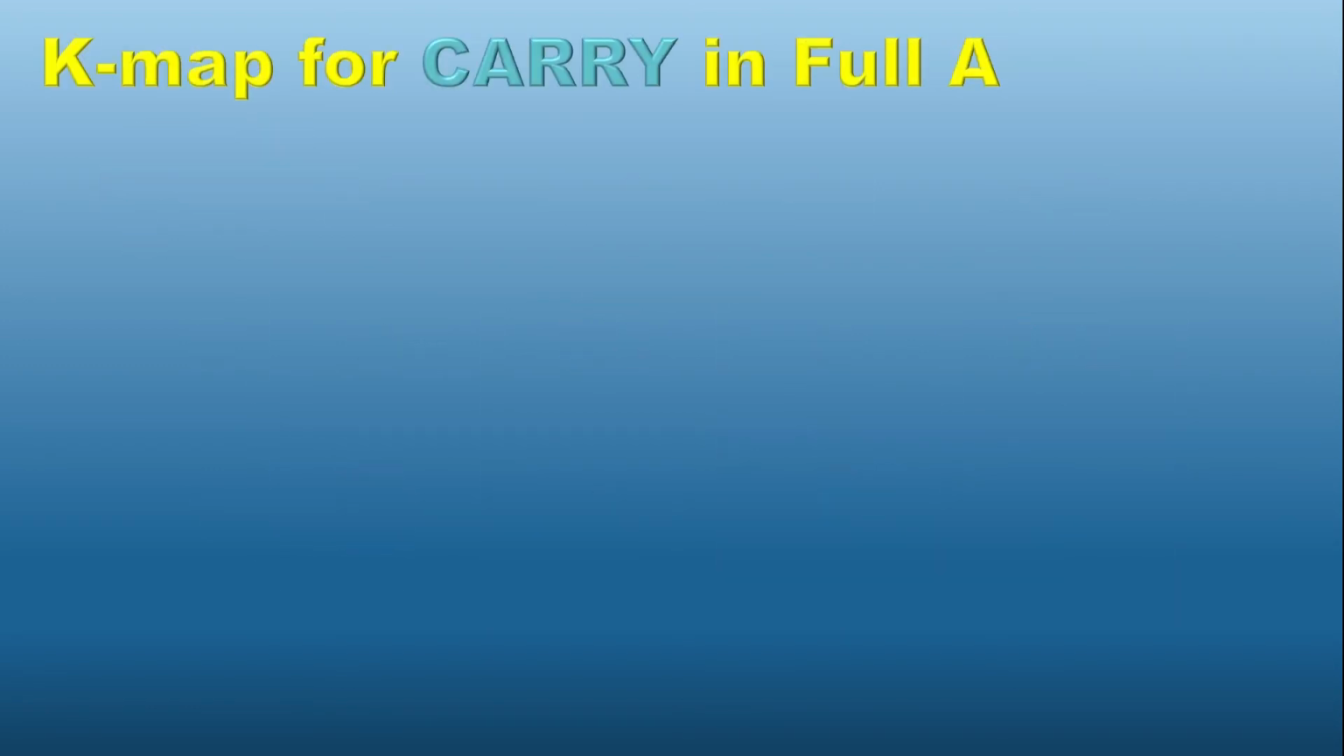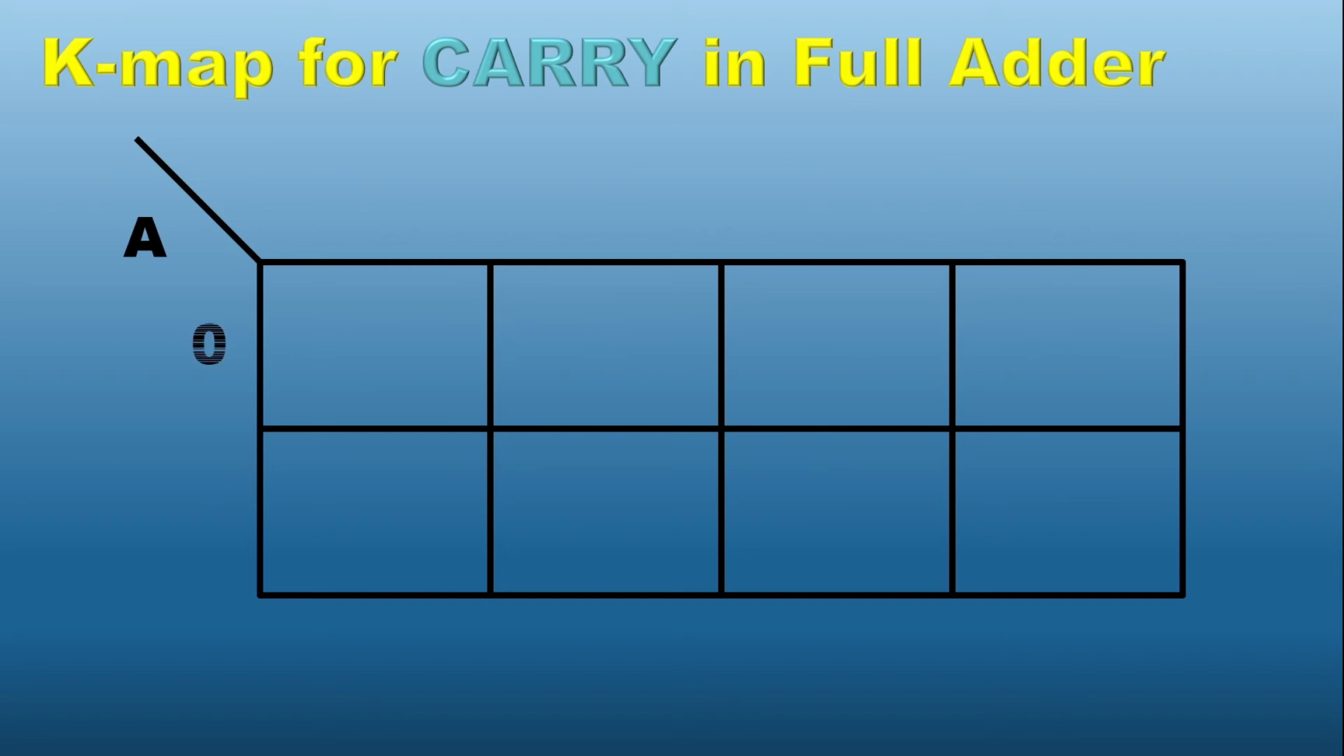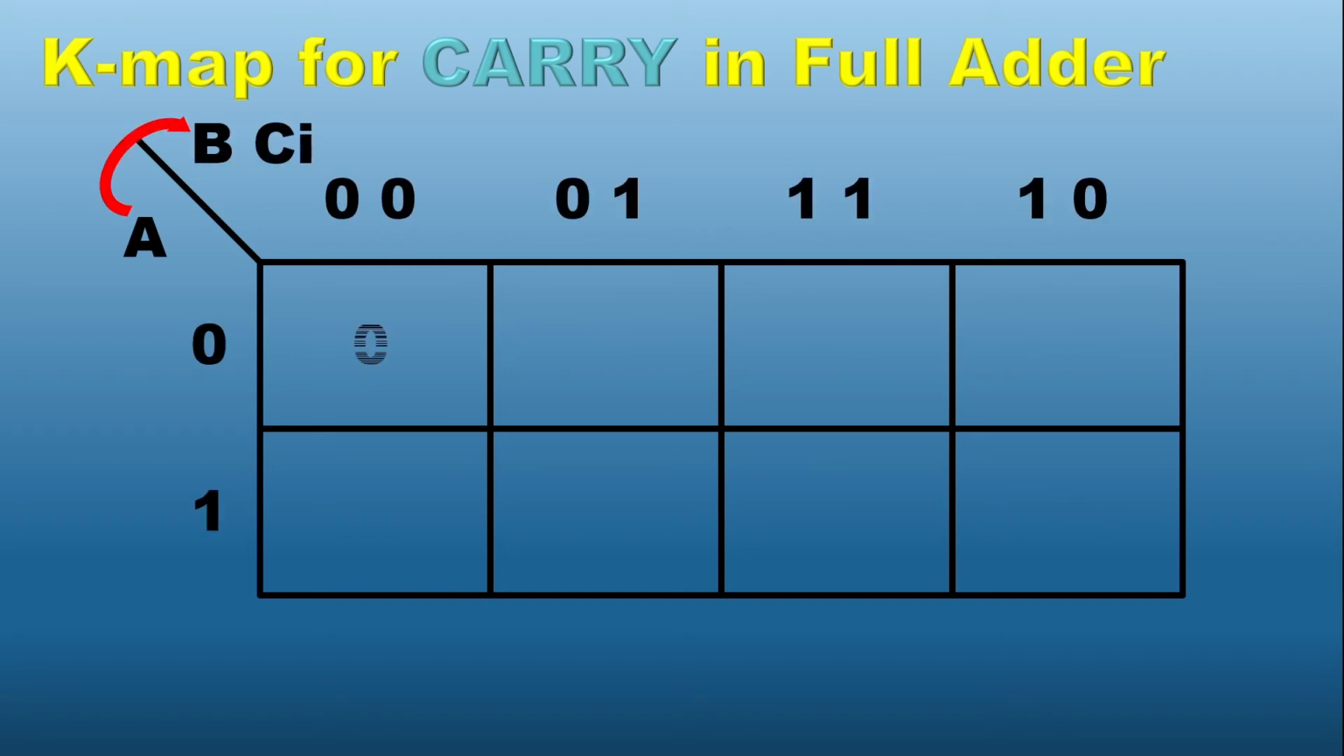Now let's draw the K map for carry. We will follow the same procedure as we did previously. Now place the outputs according to the truth table. Now there is a grouping, so we will group the outputs of inputs 111 and 110. Then we will mark the remaining 2 high outputs separately.